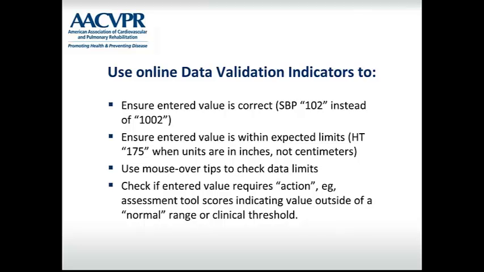So use these data validation indicators to ensure that the value you've entered is actually correct. For instance, you entered 1,002 and you meant to enter 102 for the systolic blood pressure. To ensure that the value is within expected limits. Sometimes I get questions from users saying they're trying to enter a certain weight or height and it's not being accepted, and that's because the correct units haven't been checked.